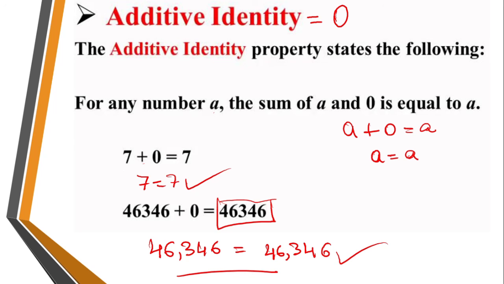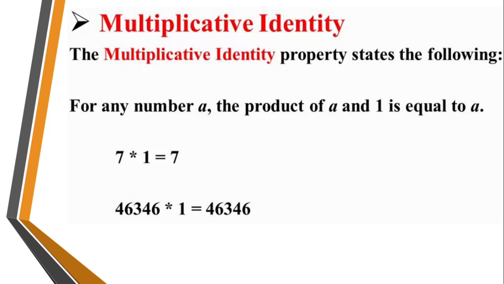Now let's see multiplicative identity. So the multiplicative identity is 1. Why can we say the multiplicative identity is 1? Because A into 1. So here we are doing into, not plus. So A into 1 is A only. So A is equal to A. Right. Now if you consider A as a number, let's consider it as 7. So 7 into 1 will be 7 only. So it's not changing the value. 7 is equal to 7. Right.